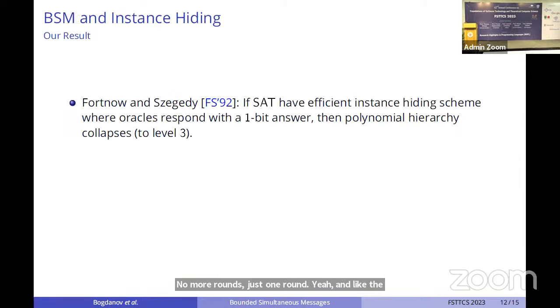In the case where Henry is polynomially bounded, and the oracles Alice and Bob can only respond with one bit of answer, then if it turns out that SAT has such an instance hiding scheme, what Fortnow and Segedy showed is that the polynomial hierarchy would collapse to the third level. So it gives some indication that it's unlikely that SAT has such instance hiding schemes.